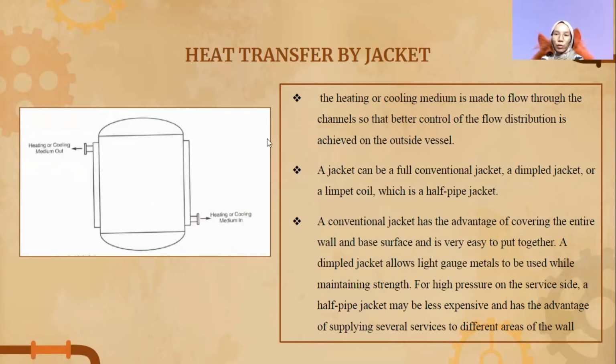A jacket can be a full conventional jacket, a dimple jacket or a limpet coil, which is a half pipe jacket. A conventional jacket has the advantage of covering the entire wall and base surface and is very easy to put together. A dimple jacket allows light gauge metals to be used while maintaining strength. For high pressure on the service side, a half pipe jacket may be less expensive and has the advantage of spreading several services to different areas of the wall.